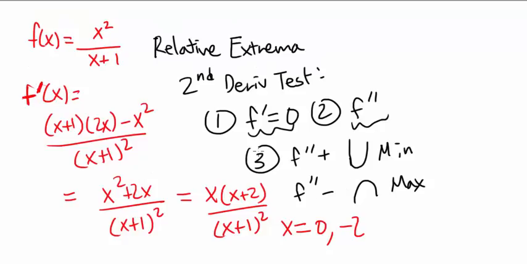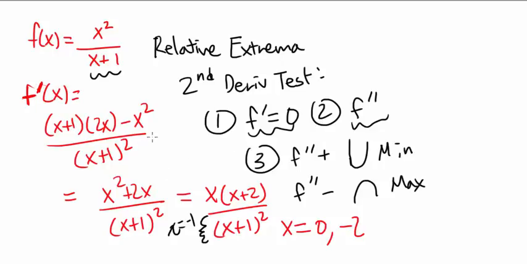Now, if you remember from the first derivative test, relative extrema could occur at the values where f prime was undefined. So you say, why do we not include x equals negative 1 to begin with? Well, realize that f of negative 1 is undefined to begin with, so there is no way it's going to have relative extrema at x equals negative 1, so we don't have to include it in our second derivative test.